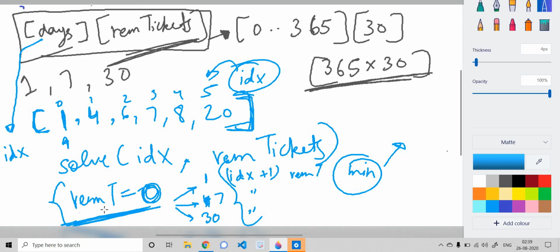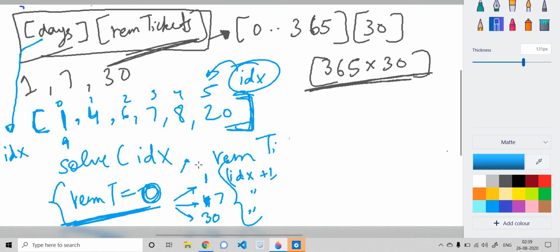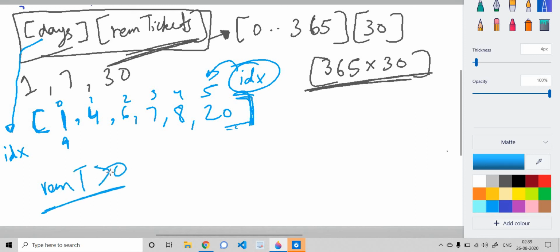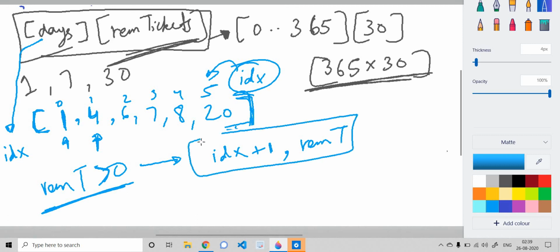Okay, this is for the case where remaining tickets is equal to 0. And when we see that remaining tickets is not equal to 0, it is greater than 0, it means we have the pass to travel on this current day. Then we will just proceed with our recursive call and go to idx plus 1 and also update our remaining tickets. The way we would be updating, I'll explain in a while. This is for the case where remaining tickets is greater than 0.